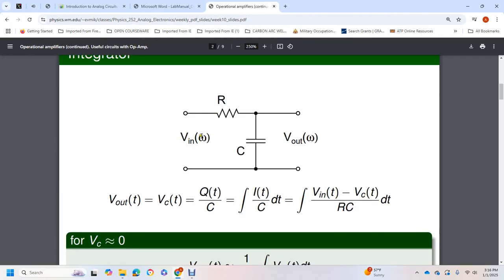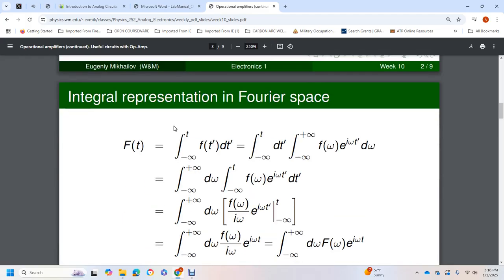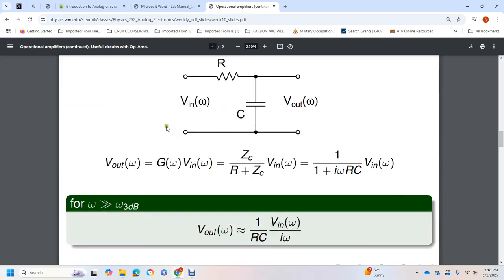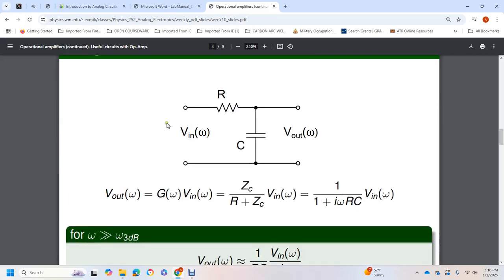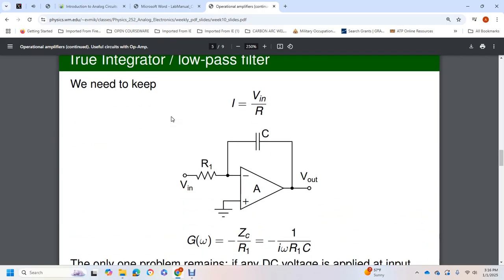Resistor, voltage in, frequency, resistor, capacitor, voltage out, frequency. Voltage out equal to voltage... integral, Fourier space, an integrator, low pass. We need amps equal to voltage in over the resistance. It's just the op amp, resistor 1, capacitor, voltage out.